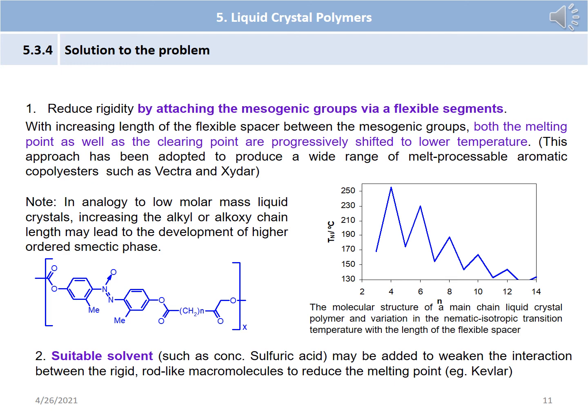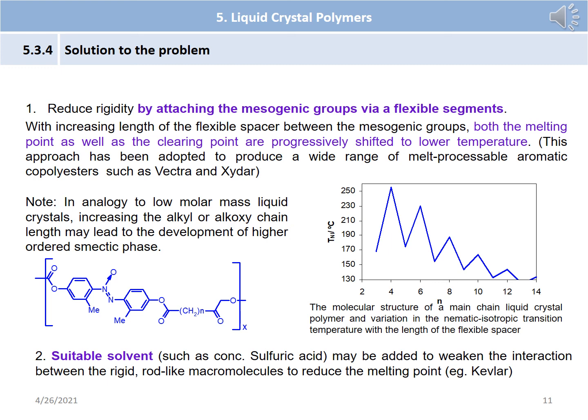Increasing the alkyl chain length may lead to the development of higher-ordered smectic phase. Look at the polymer structure given on the slide. If the spacer, n, is increased from n equal to 3 to n equal to 13, the transition of nematic phase to isotropic phase is reduced as the alkyl chain length increases. Based on the diagram, we can observe the odd-even effect. The length will influence the conformation of the polymer, hence the clearing points. This approach has been adopted to produce a wide range of melt-processable aromatic copolyesters such as Vectra and Xydar.